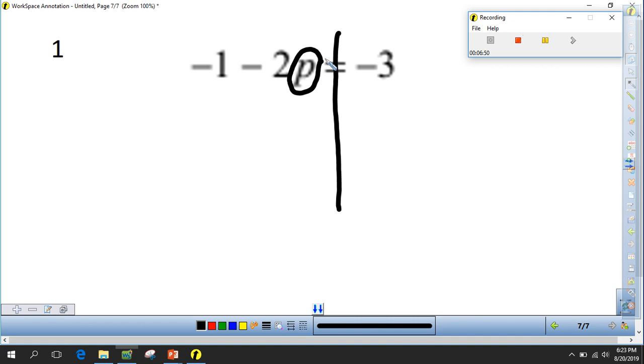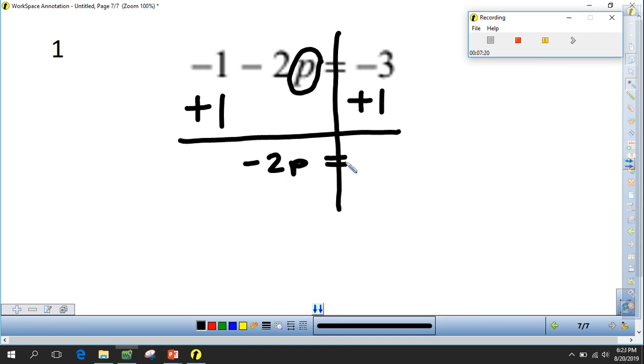Just like we talked about a baby with its blanket or a baby with its pacifier. When they are attached, you want to wait until the last minute until you have to pull that thing away. So we are going to work this in layers, meaning this -2 that's attached to the p, we're going to wait till the end to do that. We're going to get rid of this -1 first. If I have a -1, to get rid of it, I add 1. If I do it to one side, I do it to the other. -1 plus 1 goes away, leaves me -2p is equal to -3 plus 1 is a -2.